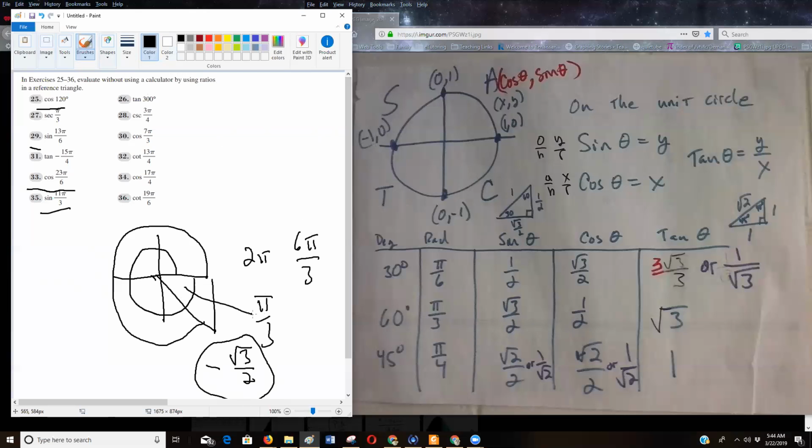Okay, so I encourage you to grab a copy of that poster that I have. I think it's useful, and it certainly keeps us from having to rely on the unit circle, which works.